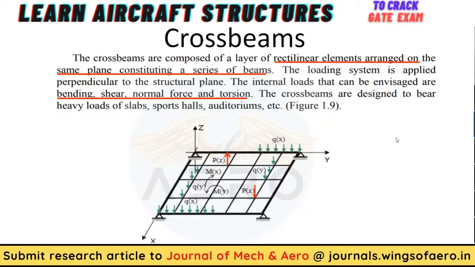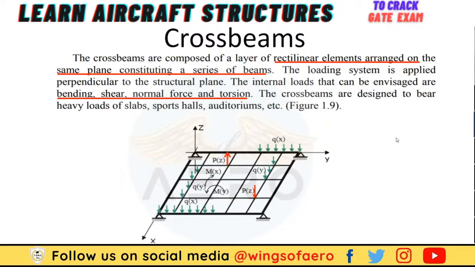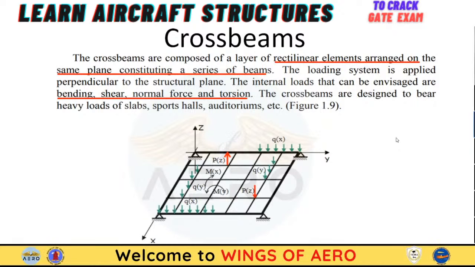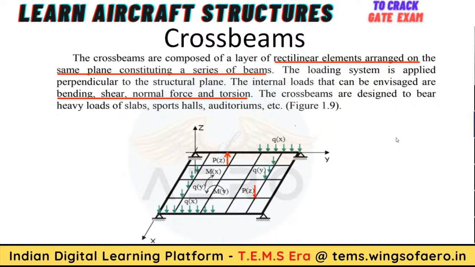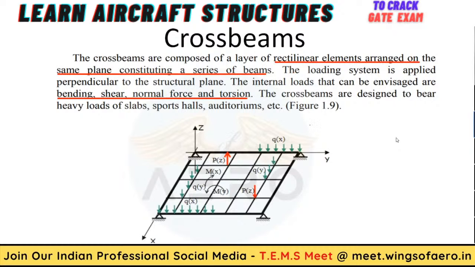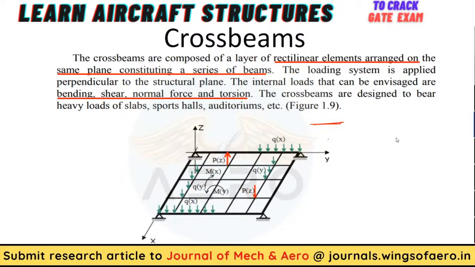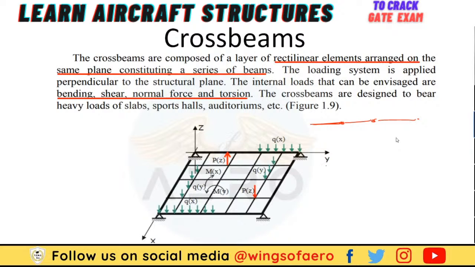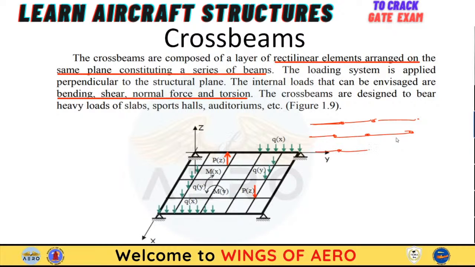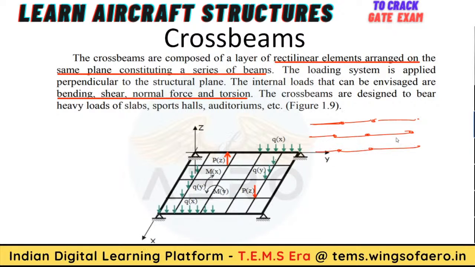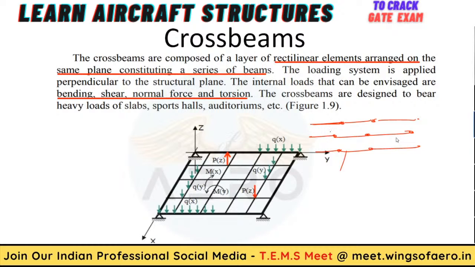Now we have a different kind of beam called cross beams. Here there is a slight difference. A cross beam is a combination of rectilinear elements arranged in the same plane, consisting of a series of beams. Already we have seen a beam: it is a rectilinear structural element, and here we have a combination of them. If I'm joining two or three or more in series, they come parallel with each other. This combination, as you can see in this figure, is called cross beams.